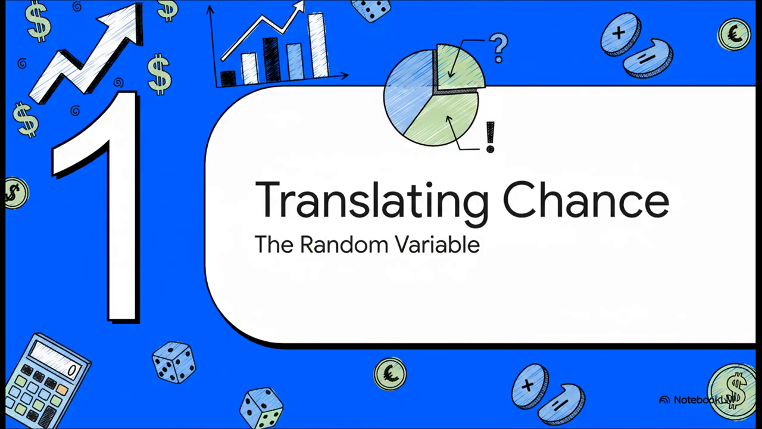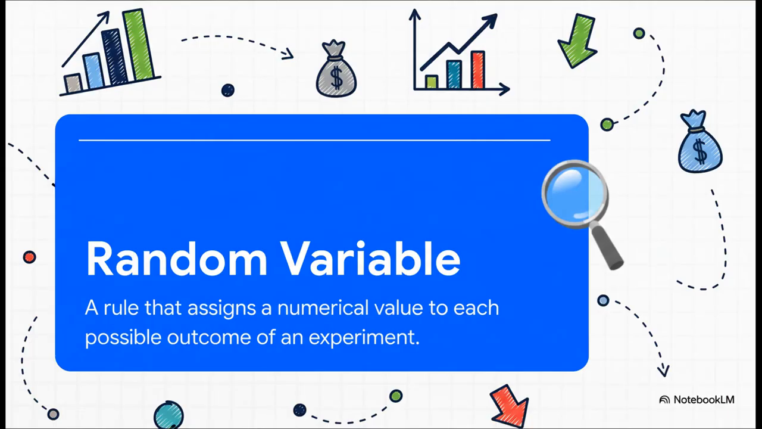To solve this, we can't just talk about good or bad outcomes. That's too vague. We need a way to translate chance into numbers we can actually work with. And for that, we need our first essential tool, the random variable. So what is a random variable? Honestly, it's just a rule. That's it. Think of it as a translator.